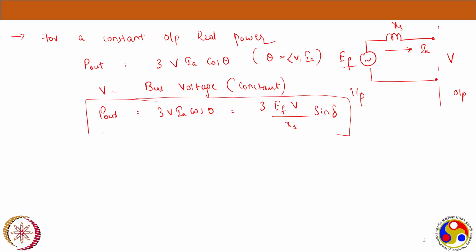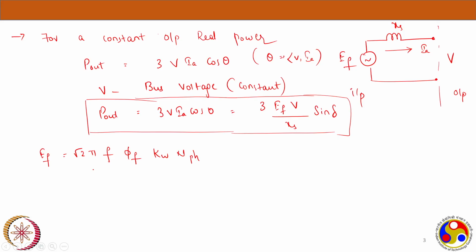Now, if we recall the formula for EF, the induced EMF formula that we also talked about last week, I'm writing the formula for EF here: root 2 pi, frequency, field flux, winding factor, and number of turns per phase. Kw is the multiplication of the distribution and pitch factors. So this is the formula for EF.